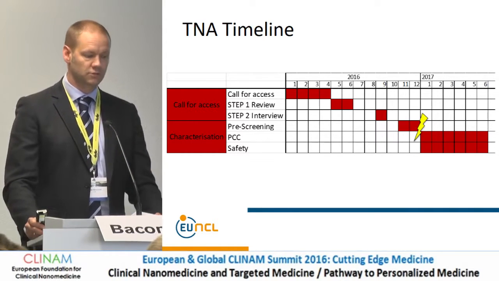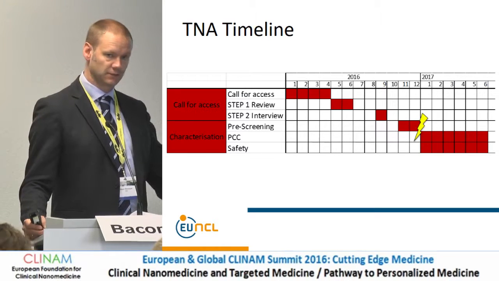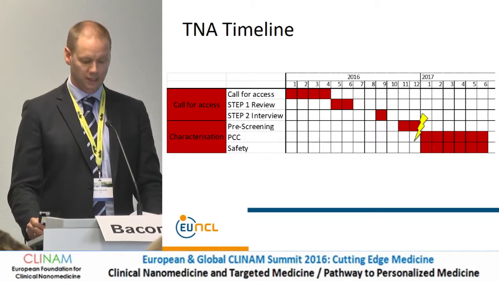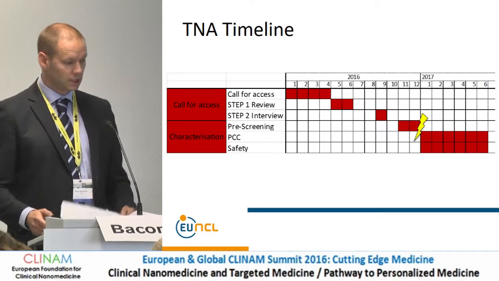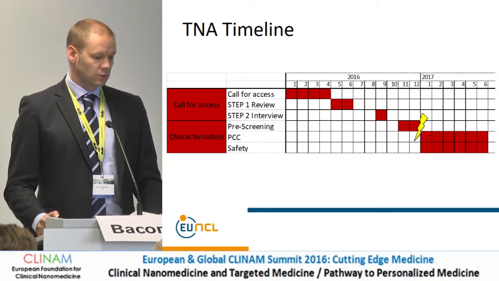So the pre-screening is really a go-no-go step, and then we will go further in the full cascade with the physical, chemical characterization and the safety assays. So that is globally the timeline we're expecting so far.